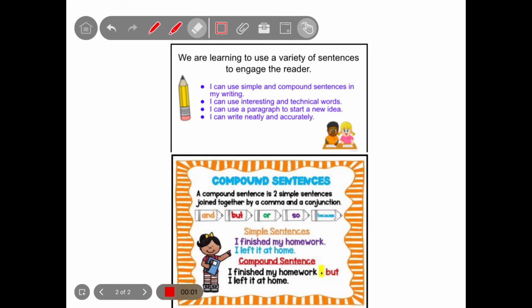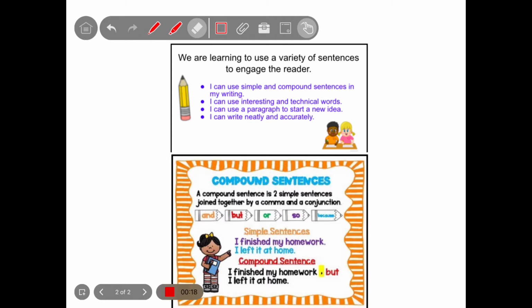Hi boys and girls. So for writing today, we're going to be writing about the importance of water. In our writing, we're going to be writing 2 paragraphs of why water is important and then create a poster at the end. If I look at my learning intention, this is going to help me write those 2 paragraphs.